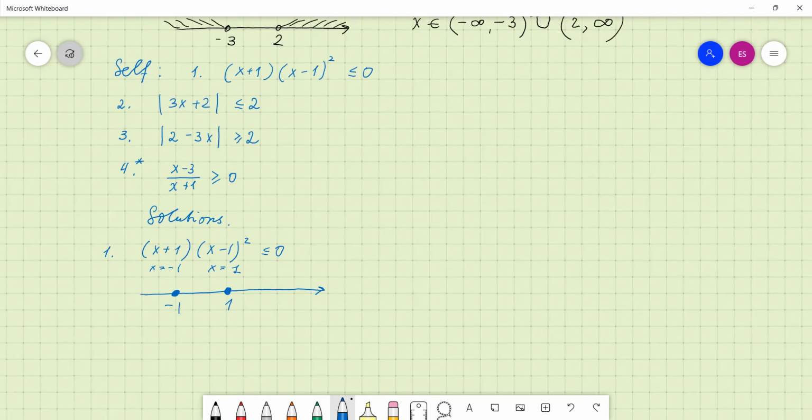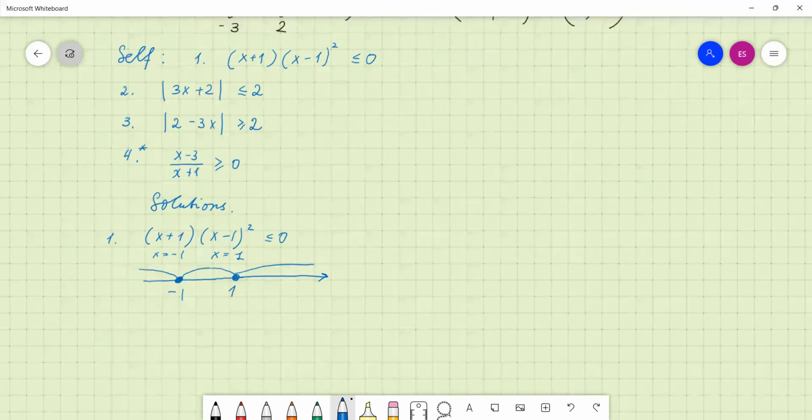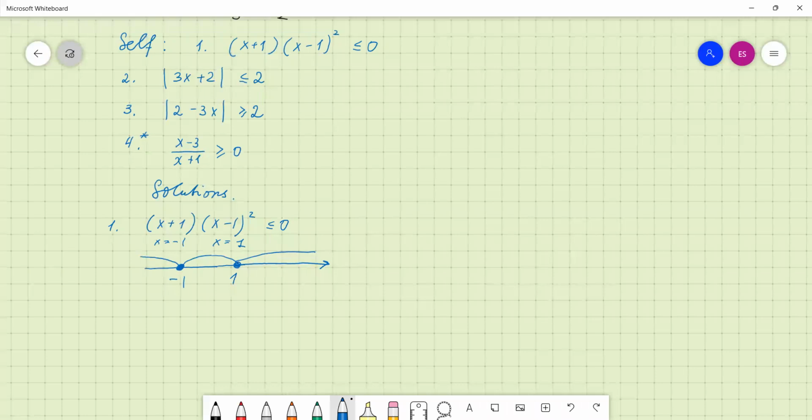And now I'm going to have 3 intervals. Interval number 1, interval number 2, and interval number 3. I'll just need to check these 3 intervals, and that's going to give me my solution. On interval number 1, I'm going to choose point x equals -2. So I have -2 plus 1, times -2 minus 1, which is -3, but when we square it, it's going to give me plus. So my total sign is minus. And I'm going to label minus here.